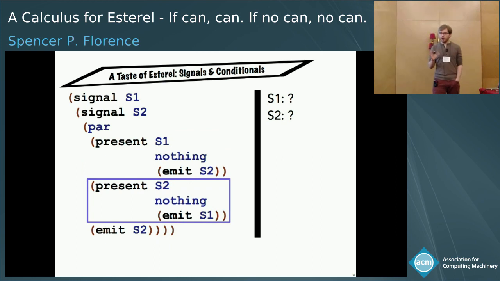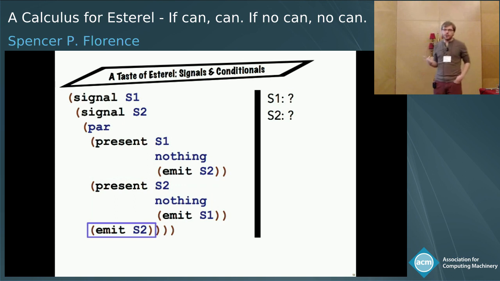And the second portion does sort of the inverse. If S2 is absent, then we'll emit S1. So what these first two portions of this program do is sort of give a complicated version of OR. It says that if one of these signals is absent, force the other one to be present. And then this third portion is going to emit S2. So how will this program run?